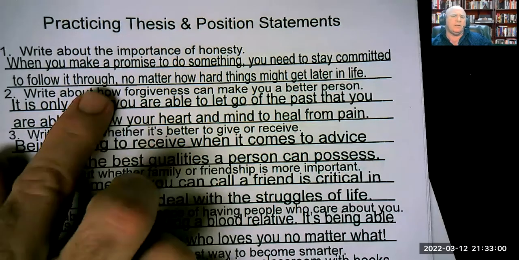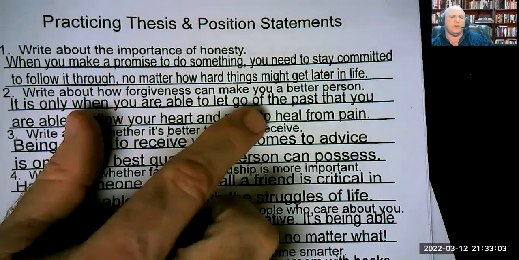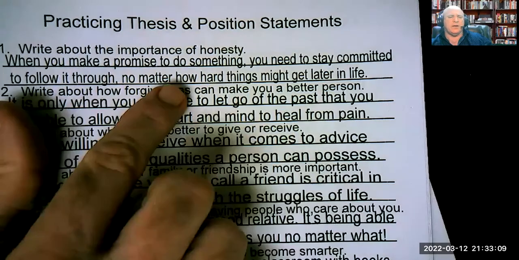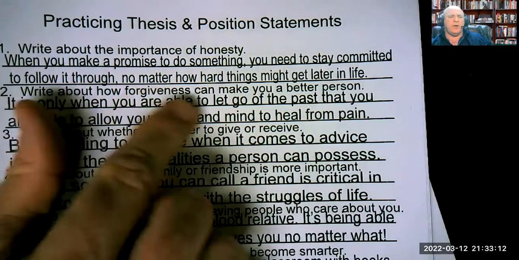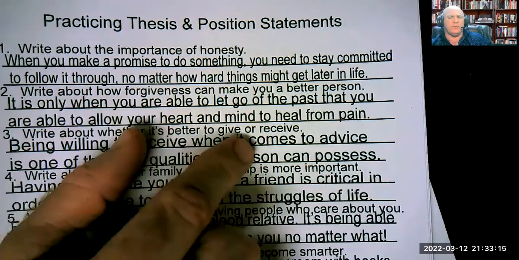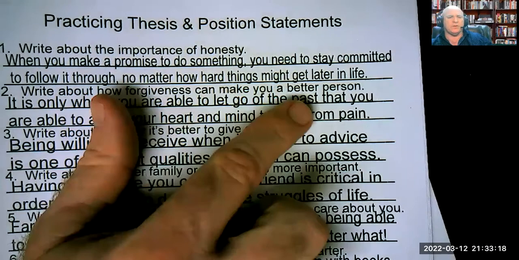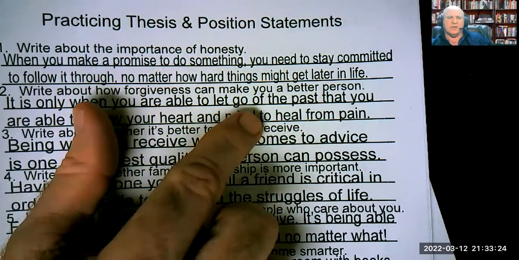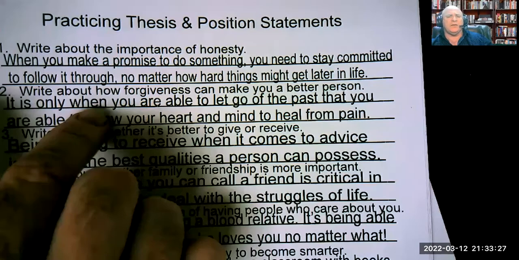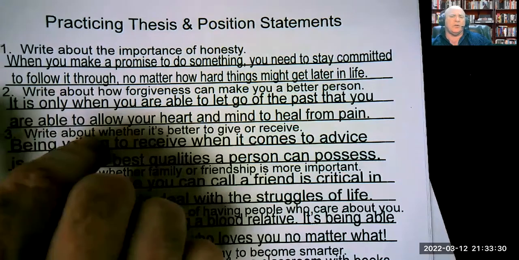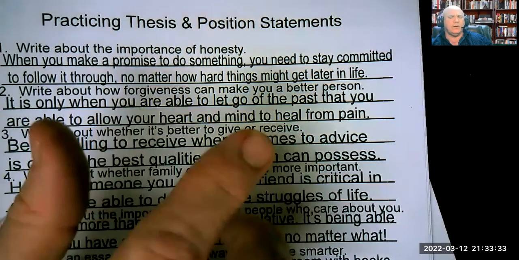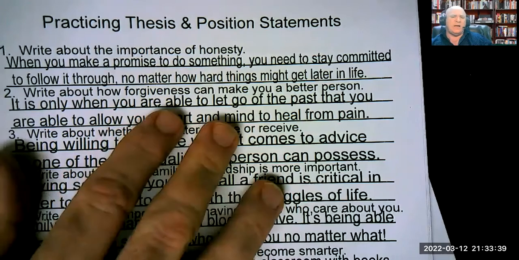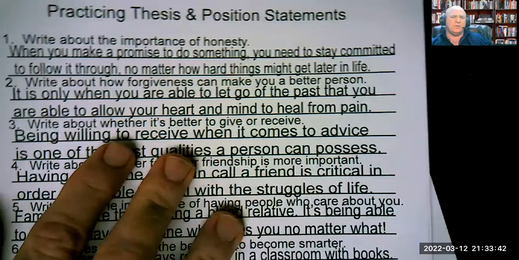Write about how forgiveness can make you a better person. It is only when you're able to let go of the past, that's me talking about the forgiveness part, that you're able to allow your heart and mind to heal from pain. That's how it can make you a better person. So both parts are in there. Forgiveness, letting go of the past. Let's keep it simple. It's only when you're able to forgive that you can allow your heart to heal. You don't have to be complex or compound or fancy. You can think of a simple way to do this.